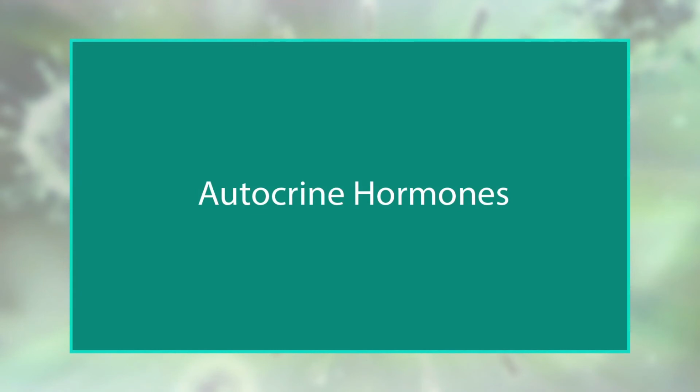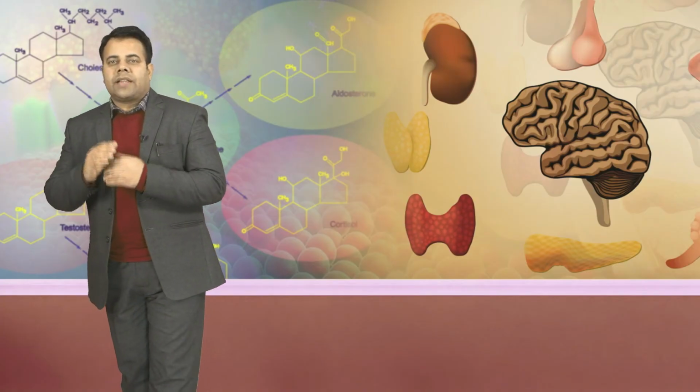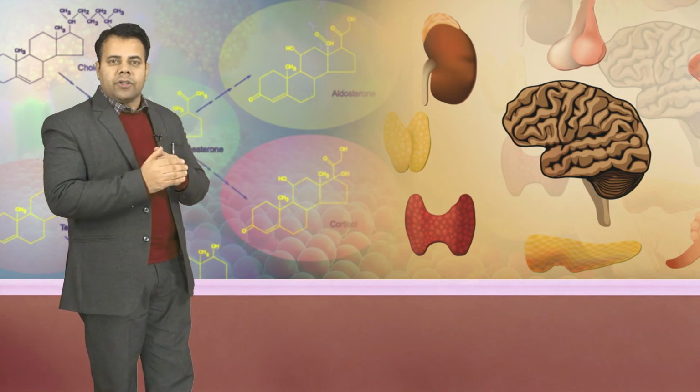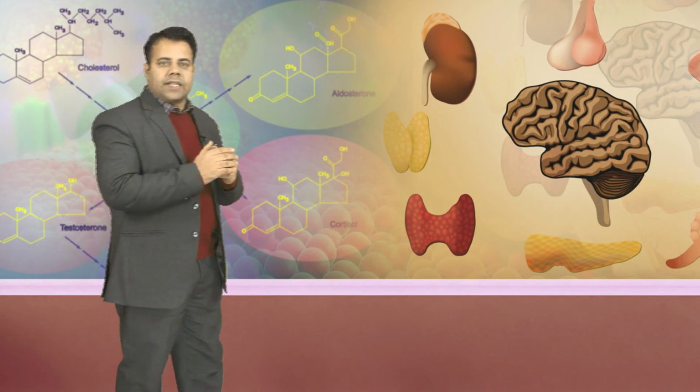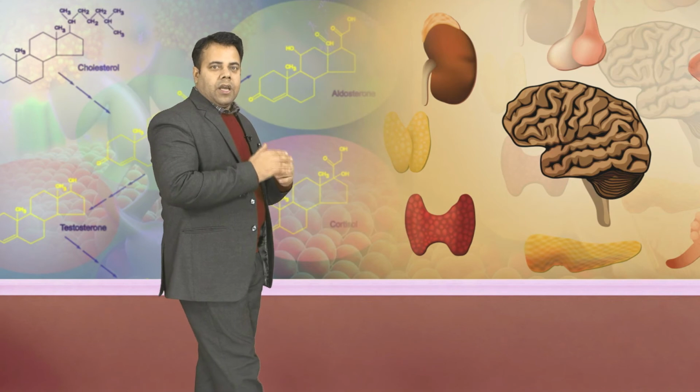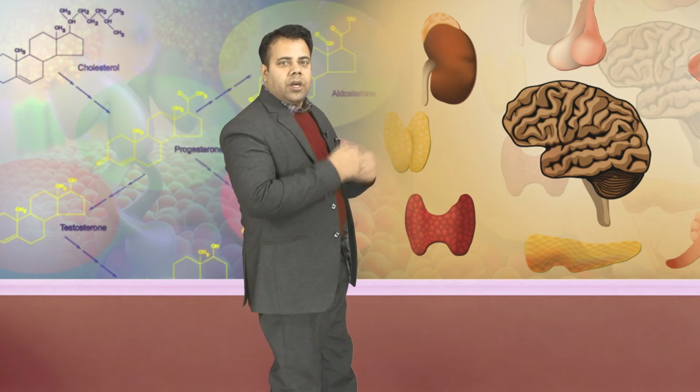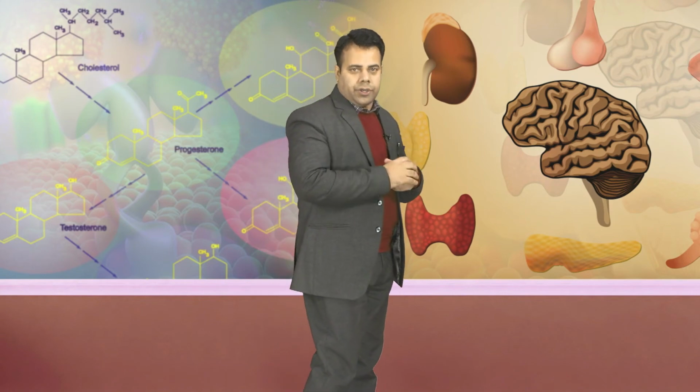Dear students, let us discuss the third group, that is the autocrine hormones. These are the hormones that affect the same cell that release it, binding to the receptors on the same cell surface. So simply, autocrine hormones target their own cell of origin in the form of self-regulation.